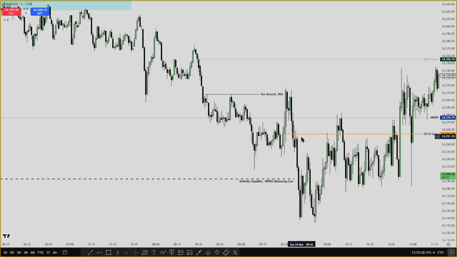How many people are in the market? Where's smart money getting in? Where's smart money getting out? Why do they want to be in the market? Do they want to be in at all? What is the economic calendar going to say about this?